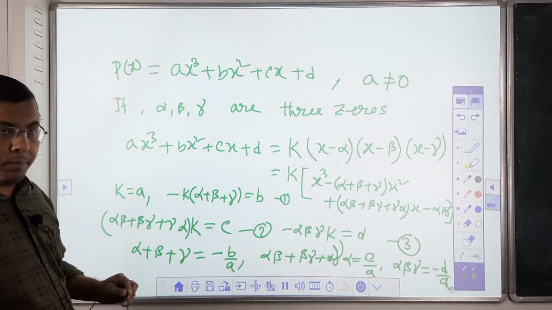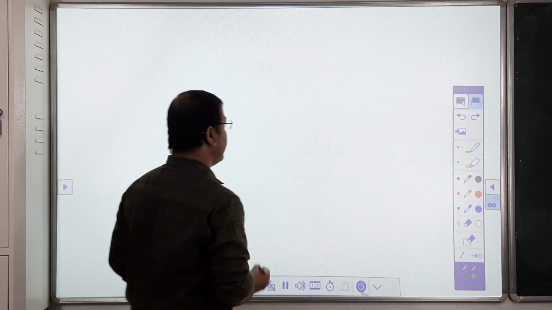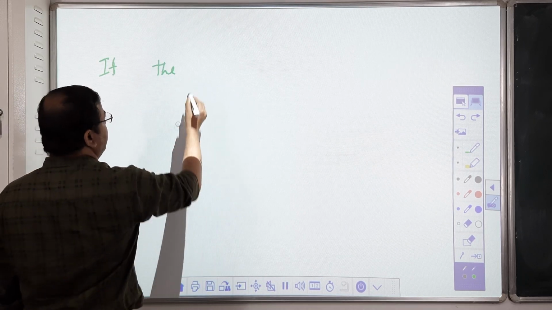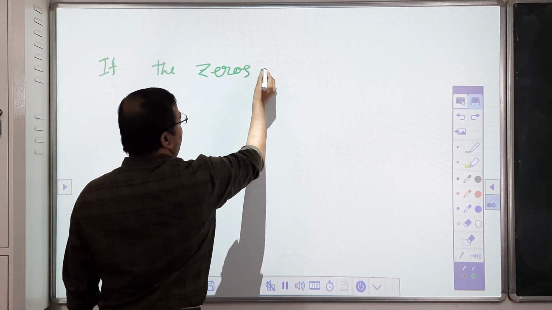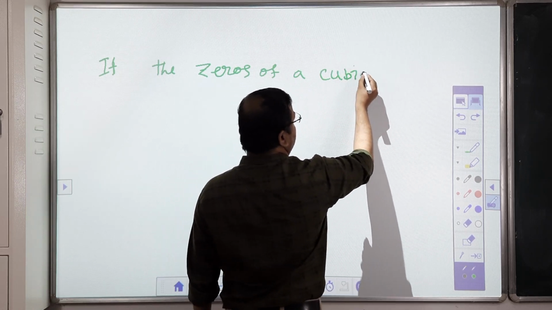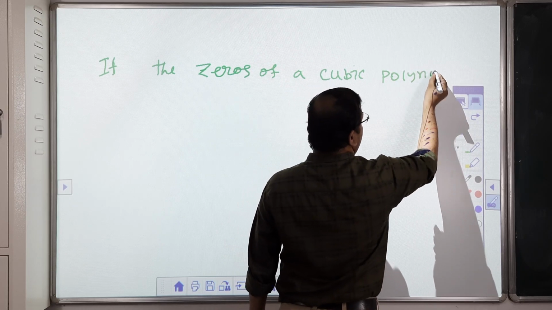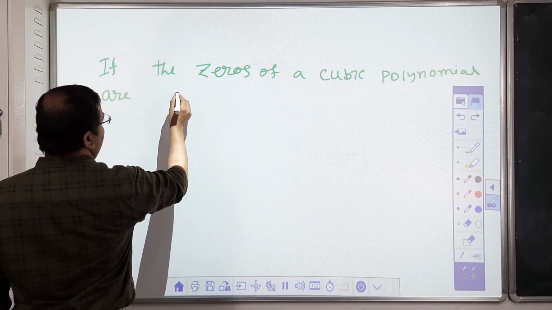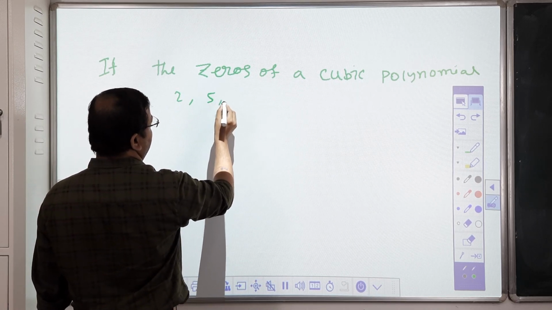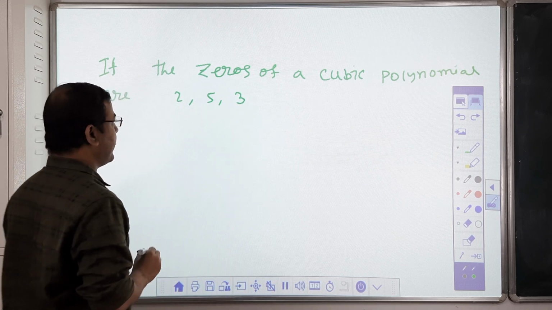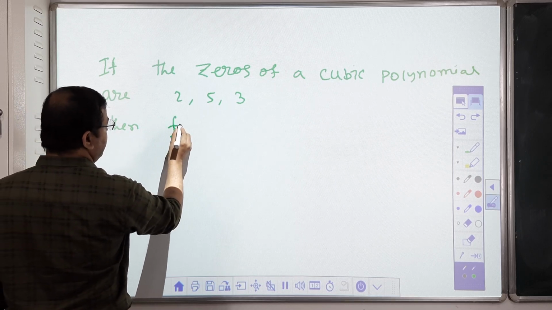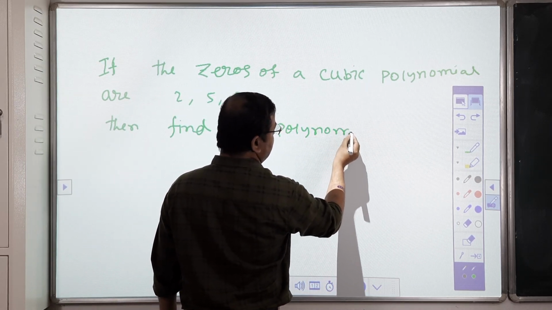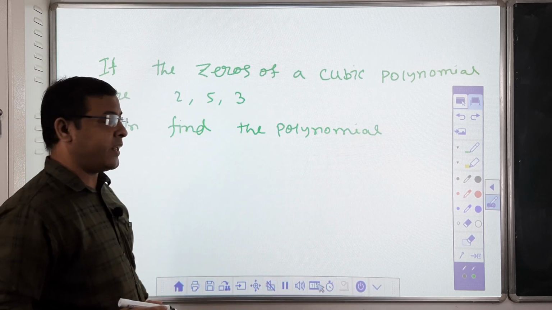So then a problem. If the zeros of a cubic polynomial are 2, 5 and 3, then find the polynomial. So what is the general form of a cubic polynomial?